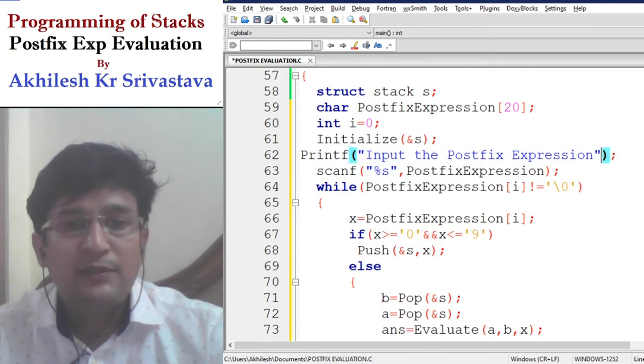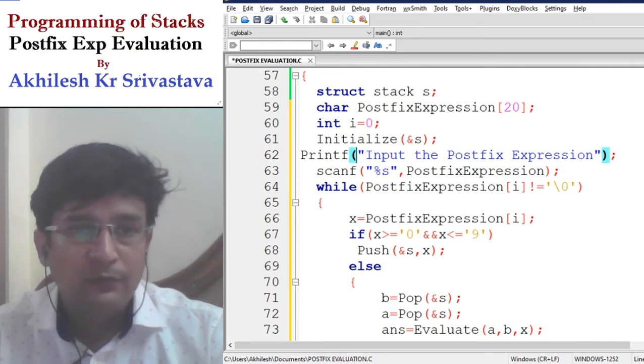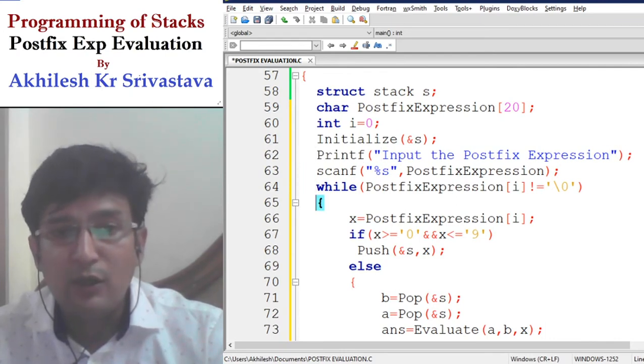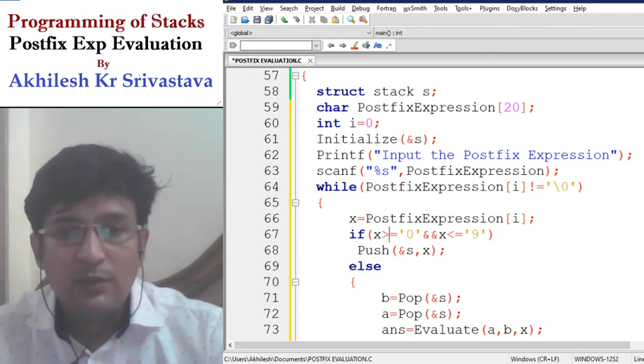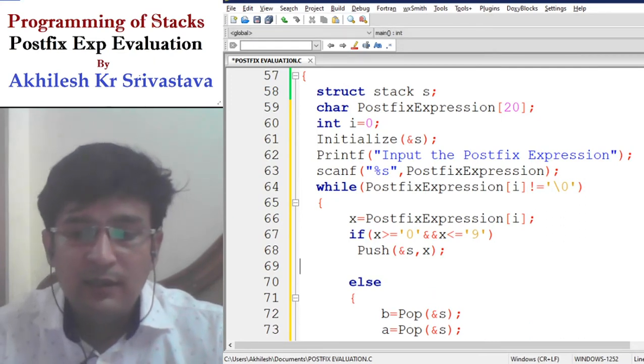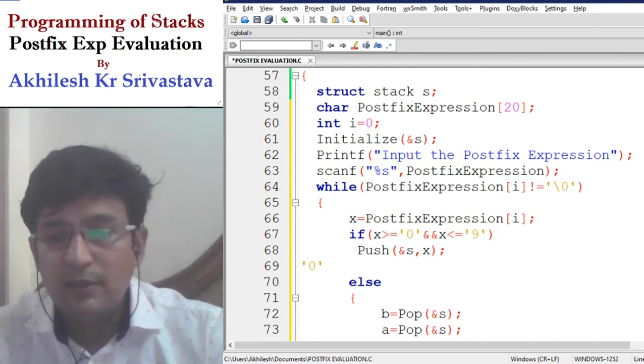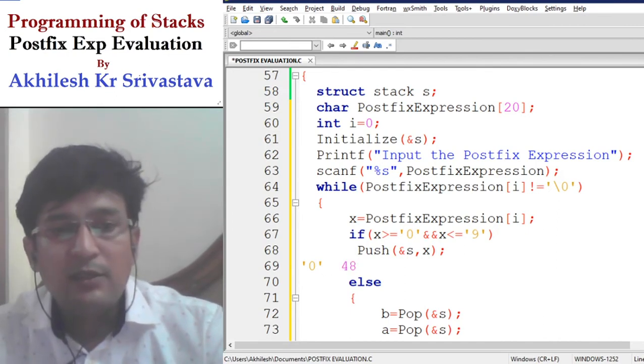For implementation of this, we also need to understand some things. We are going to insert integer items on the stack and not character items. That's why before pushing on the stack, we need to convert this character x to an integer x. Just to understand how this conversion is done, let's say we have a 0, and 0 has, let's say, the ASCII value 48.